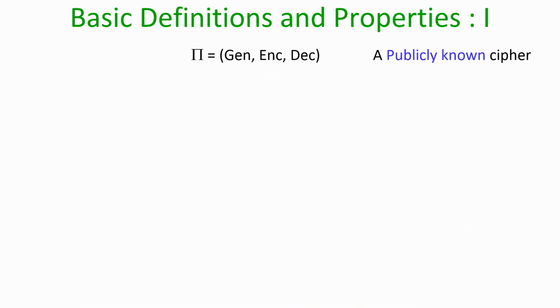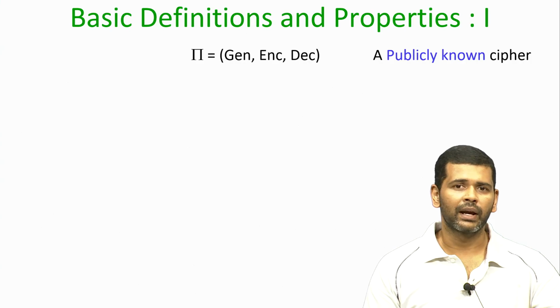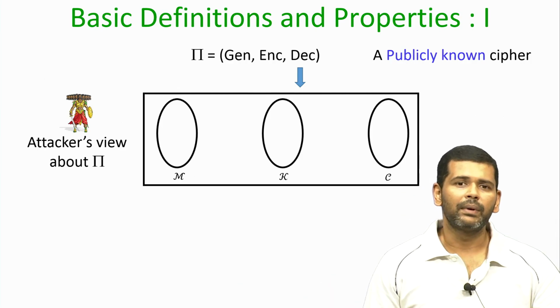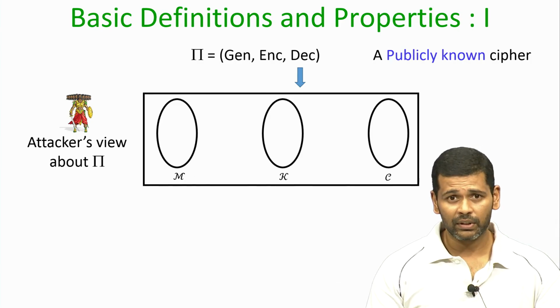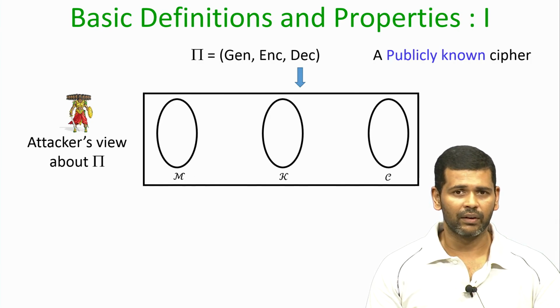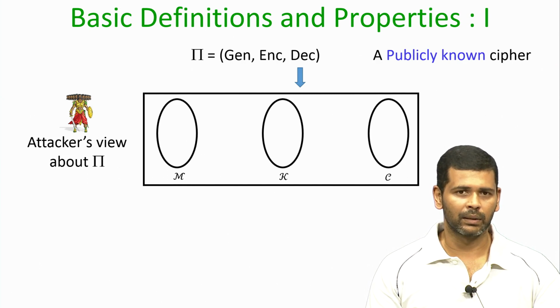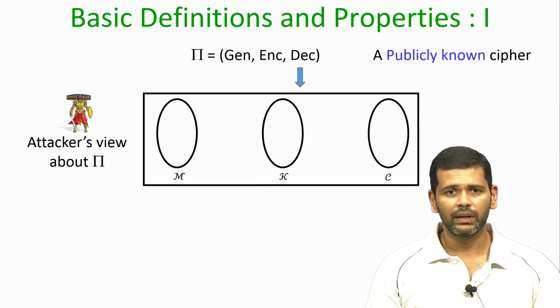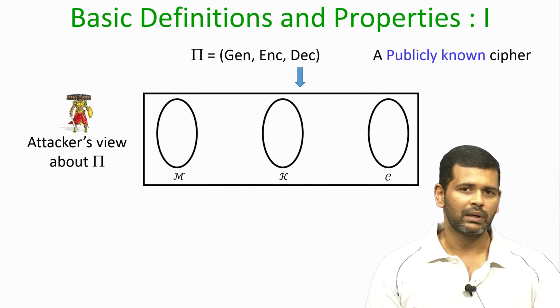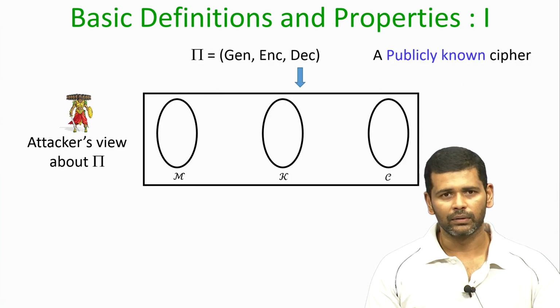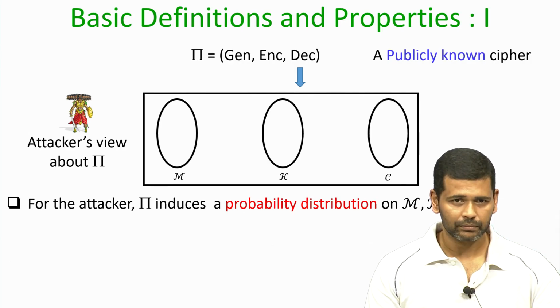Imagine we are given a publicly known cipher, namely a triplet of algorithms: a key generation algorithm, an encryption algorithm and a decryption algorithm. Then any attacker has the following information about the encryption process. Namely, he knows three spaces: the message space, the key space and the ciphertext space. The message space is the set of all legitimate messages which could be encrypted by the encryption process. The key space denotes all possible keys which could be output by the key generation algorithm, and the ciphertext space denotes all possible ciphertexts which could be generated by the encryption algorithm.